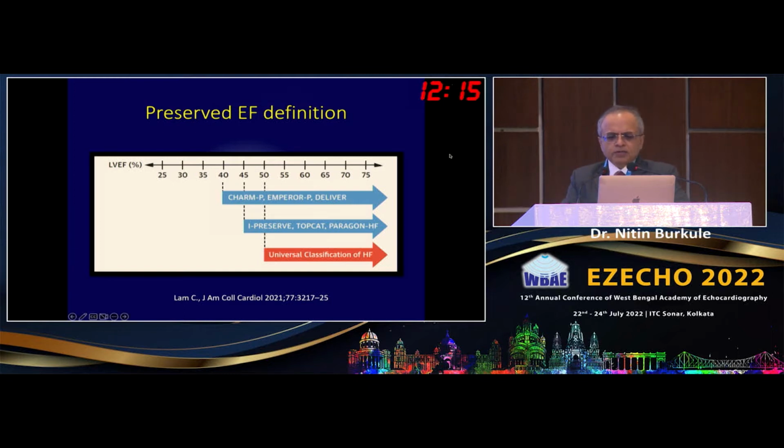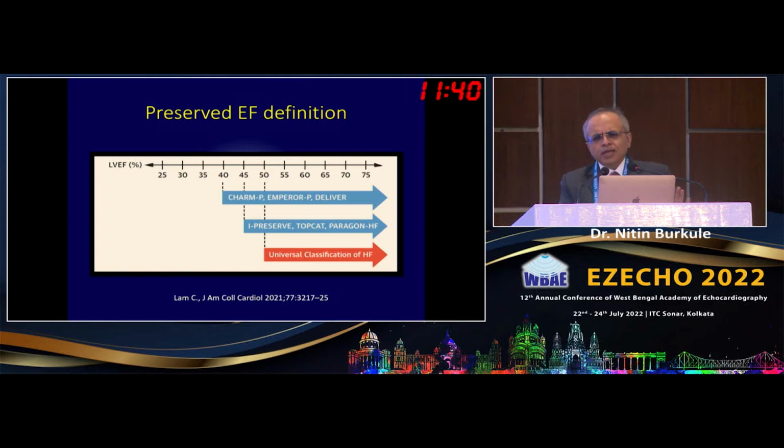Thereafter, obviously, the trials of DAPA and the empagliflozins also used this 40% cutoff. And then the failed trials of I-PRESERVE and TOPCAT used 45% as their cutoff. And now the ESC and other definitions are putting it arbitrarily at 50% and above as heart failure with preserved ejection fraction. So let me challenge this. That means this is an area of 41 to 49, and we are calling them mid-range EF.